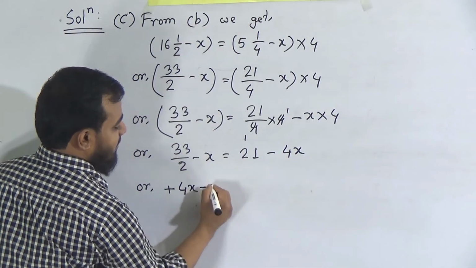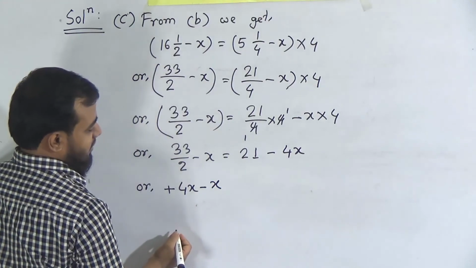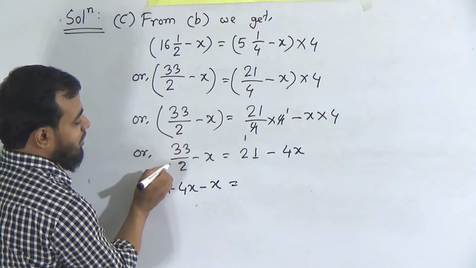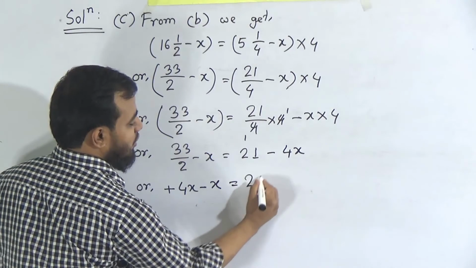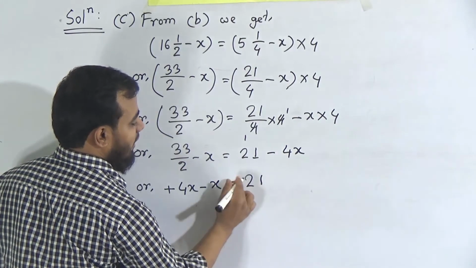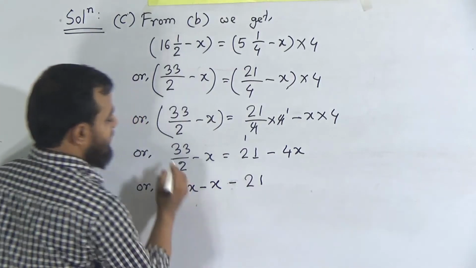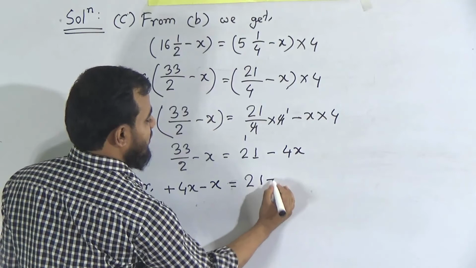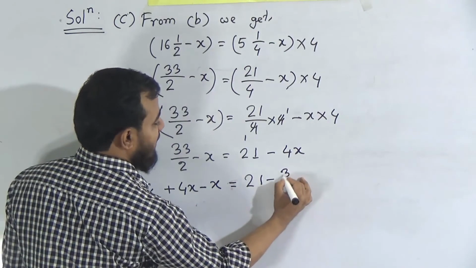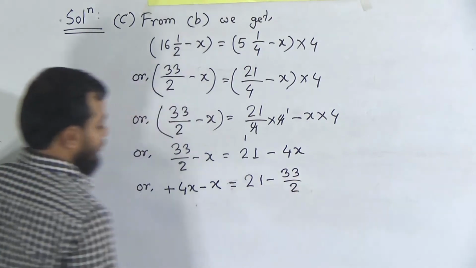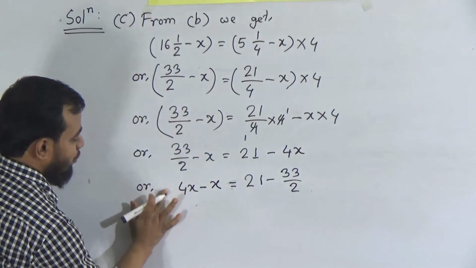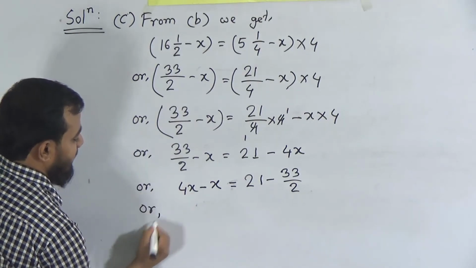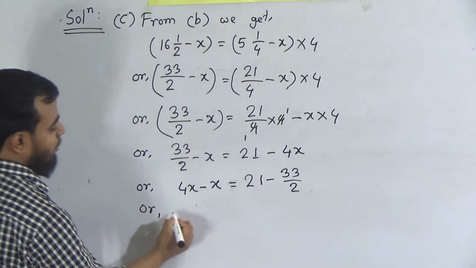This minus x is on the left side, and we need to transfer this number 33/2 to the right side. That means the 21 on the right side is already there. Now this 33/2 has a plus sign in front. When we transfer it to the right side, it will be a minus sign in front of the 33/2. Okay, no need to write a plus sign in front; no sign means it has a plus sign.